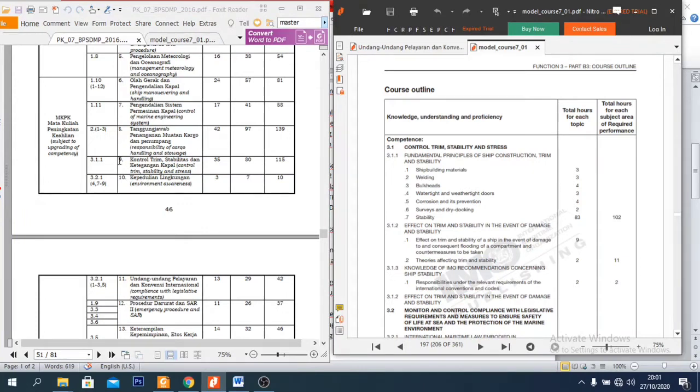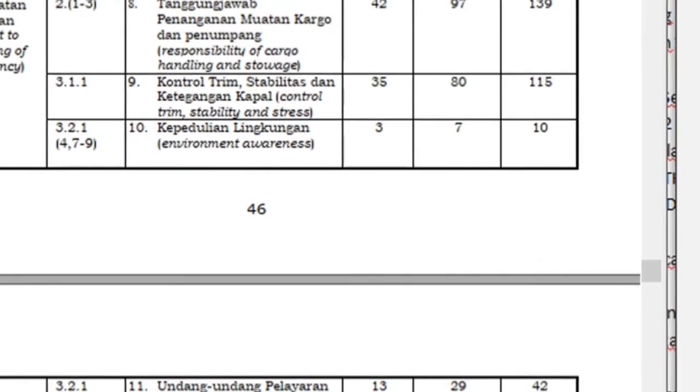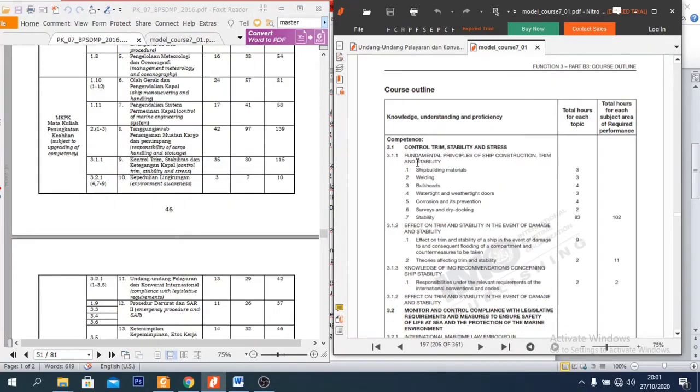Kontrol trim, stabilitas, dan ketegangan kapal. Begitulah sebutan mata pelajaran ini merujuk pada kurikulum diklat peningkatan ANT2 dengan rincian teori 35 jam dan praktek 80 jam. Namun saat saya buka IMO Model Course 701, saya rasa kurikulum ini kurang match dengan IMO Model Course 701.